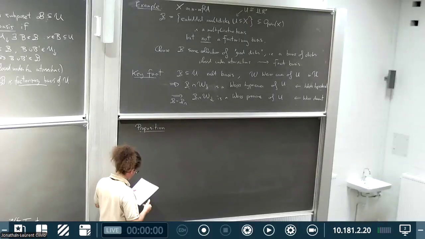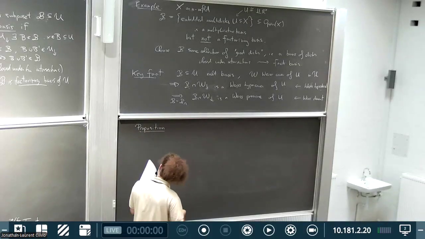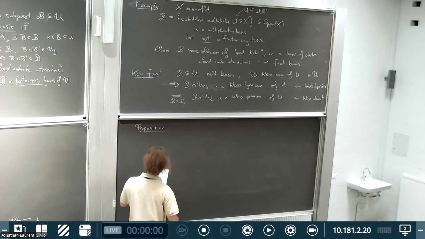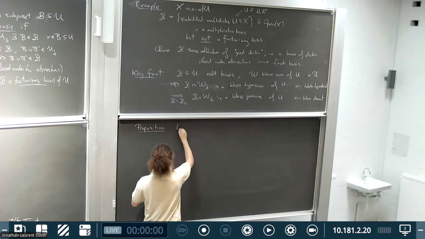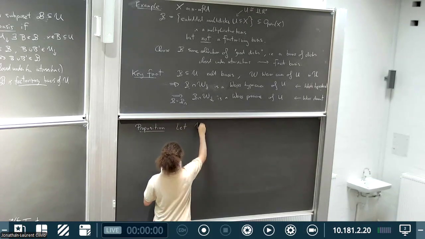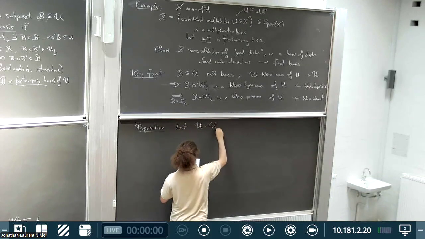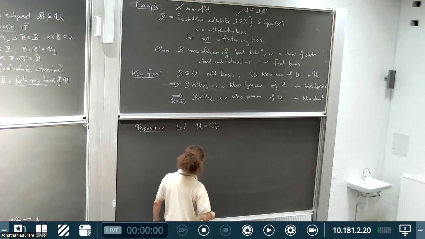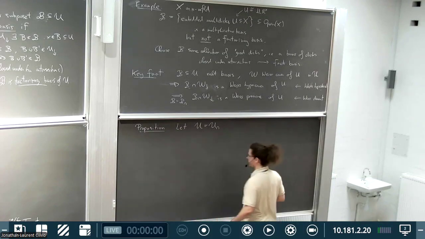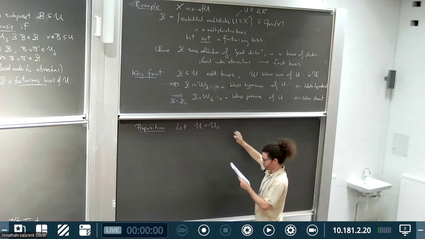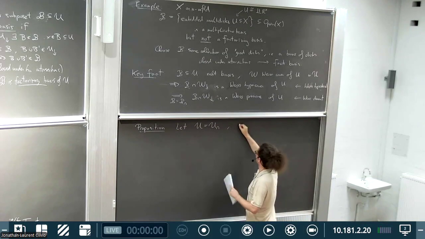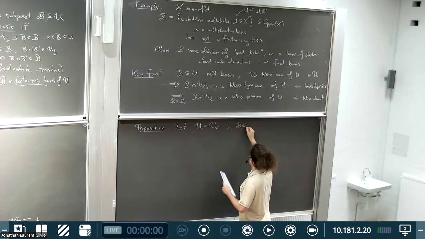I will sketch maybe one of the directions. So here's the statement. Let's say we have U, and for simplicity assume that U is closed under intersections. One can also say something if it isn't, but it gets a little bit more annoying to say. So for simplicity, I will just do it like this. And let's say we have a factorizing base.